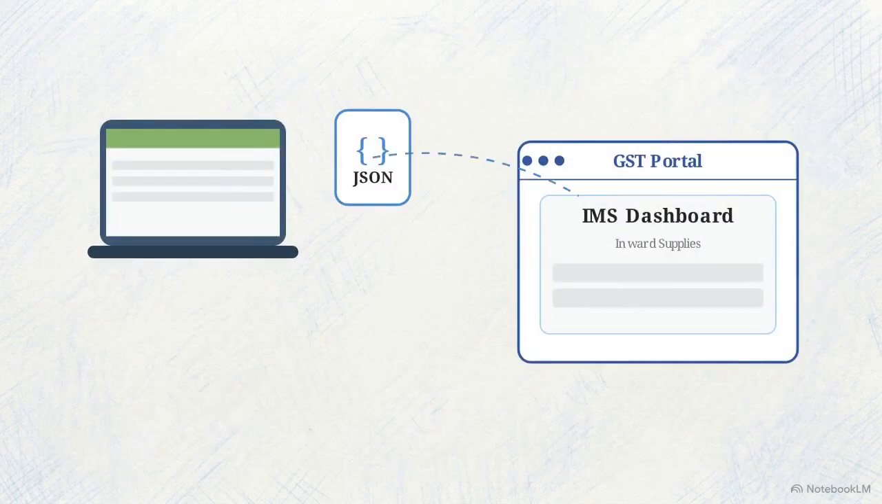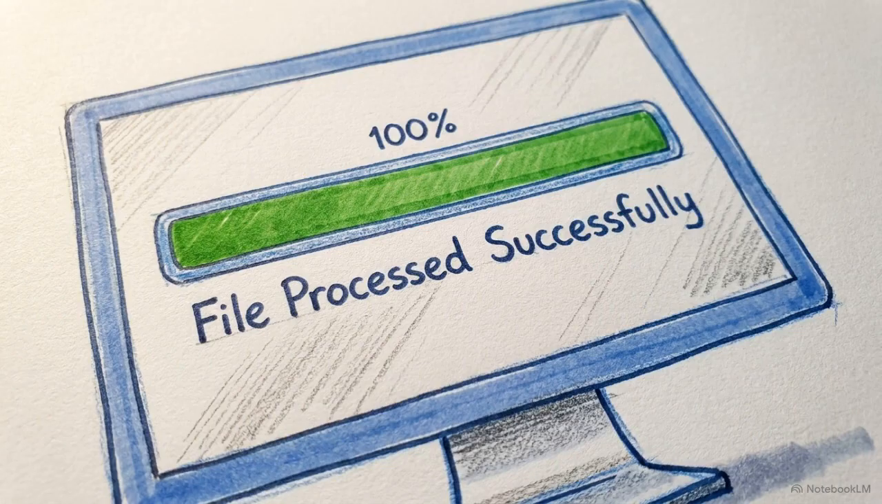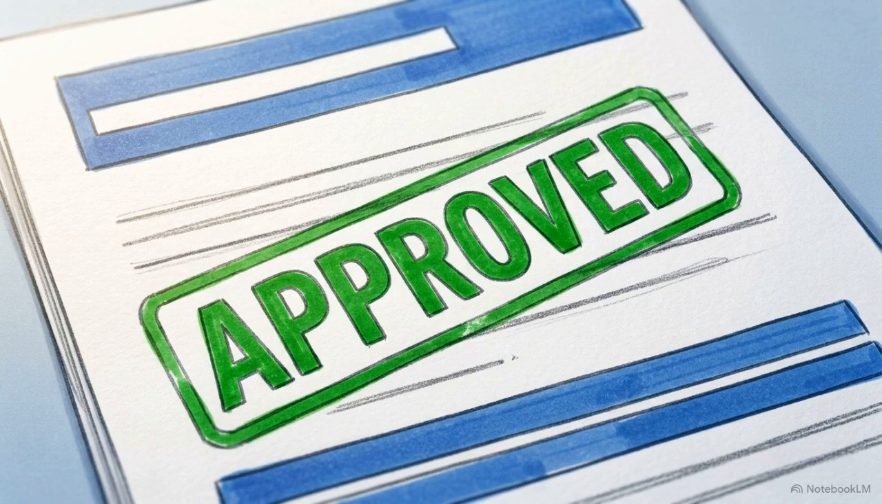Take that newly created JSON file, log into the GST portal, and return to the IMS dashboard. Switch to the Upload tab under Inward Supplies, click Choose File, and submit your generated JSON. The portal processes the file and updates your ledger. Your bulk offline decisions are now officially synced with the government database, securing your ITC claims for the month.